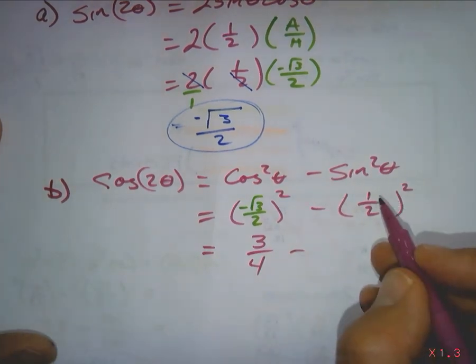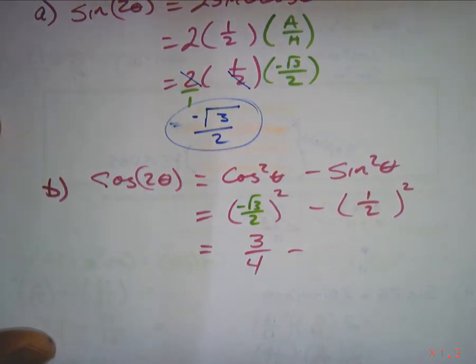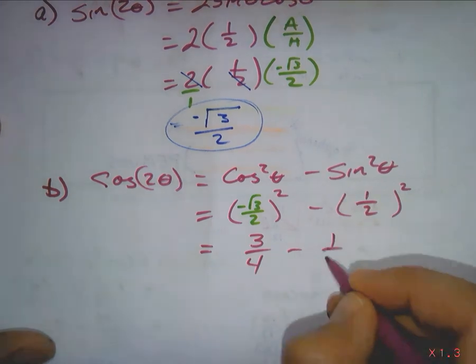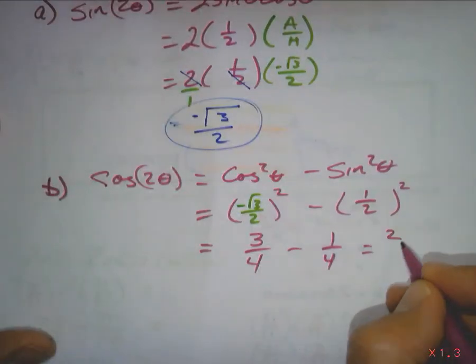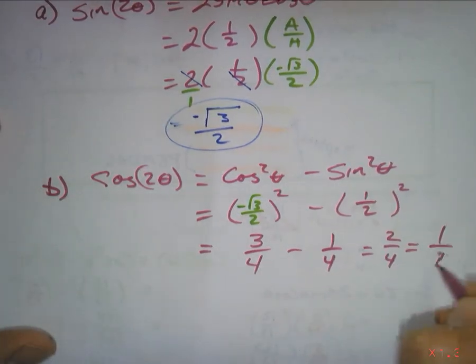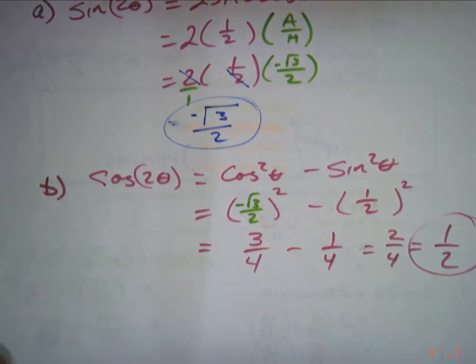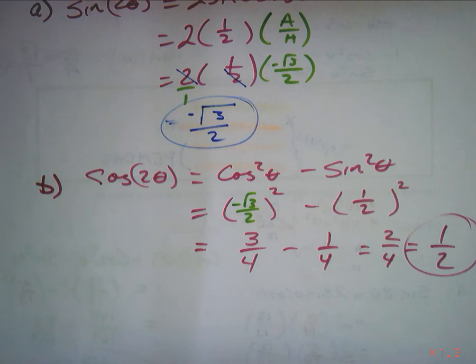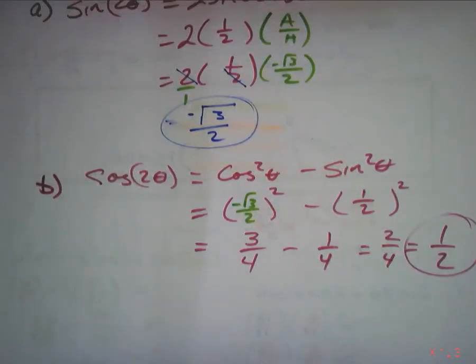And then I do the next one. Now notice the minus is on the outside, so it still stays minus in between. I have 1/2. I square the 1, that's 1, and I square the 2, that's 4. So I take 3/4 and I subtract the 4th. That's 2/4, which we know is 1/2. So I got my final answer for part A and part B. I got sine of double theta was negative root 3 over 2. And then I got cosine of double theta is 1/2.